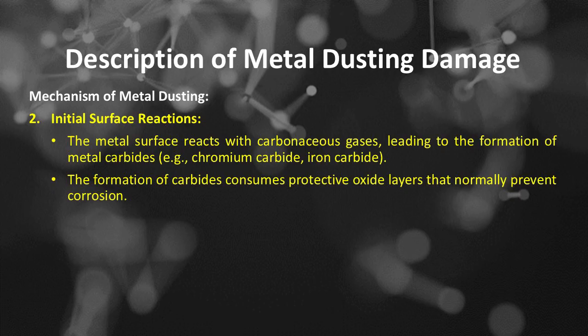Number 2 of the mechanism of metal dusting is initial surface reactions. The metal surface reacts with carbonaceous gases, leading to the formation of metal carbides such as chromium carbide and iron carbide. The formation of carbides consumes protective oxide layers that normally prevent corrosion.